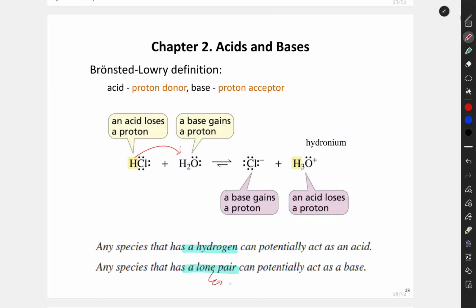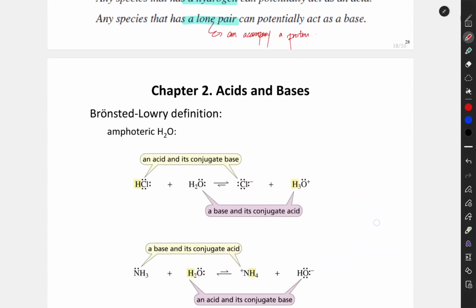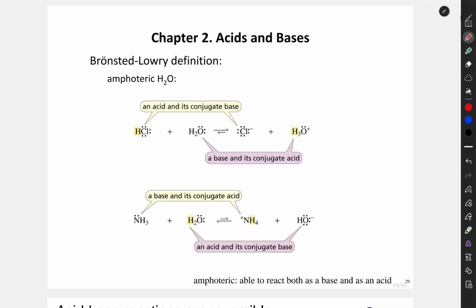But there are amphoteric species, which is water, that can become a base or sometimes an acid. So water, for instance, from left to right, is serving as a base. But in its conjugate form, hydronium is serving as an acid. So we will learn about the conjugate acid and base concept in this definition as well.